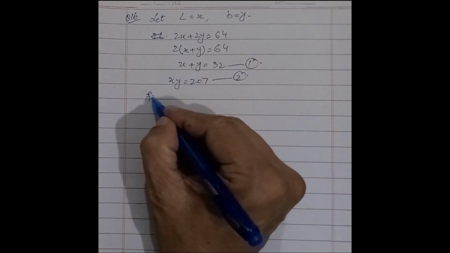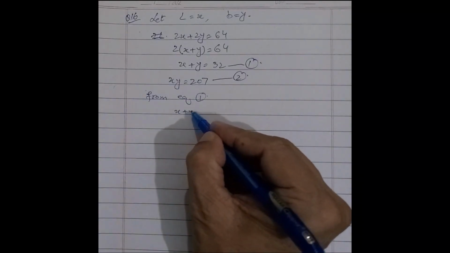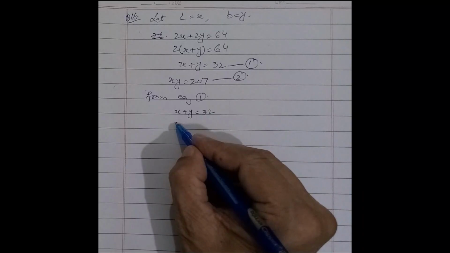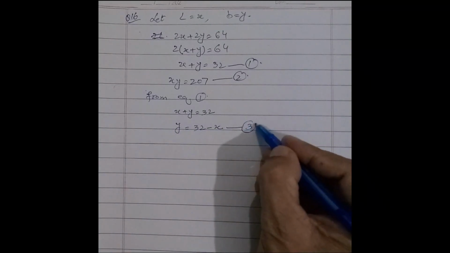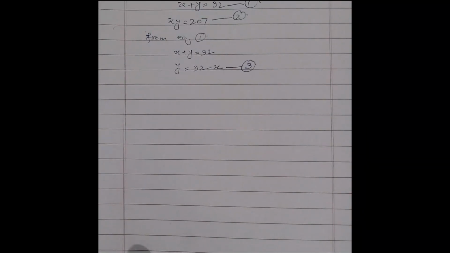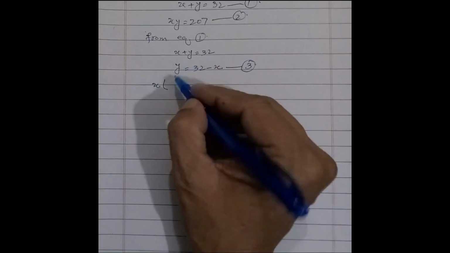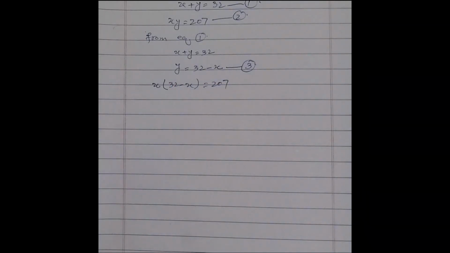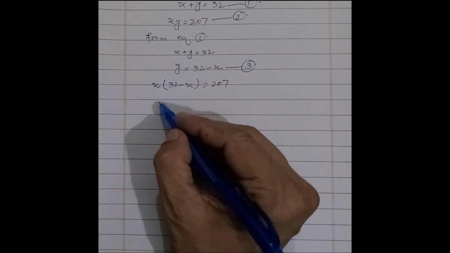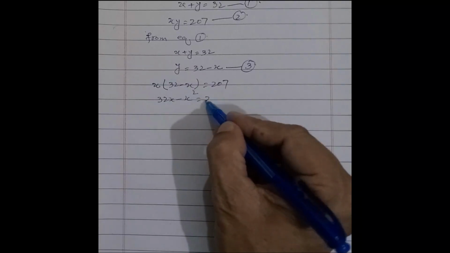From equation 1, x plus y is equal to 32, and we take y is equal to 32 minus x. It is equation 3. Now we put the value of y, which is 32 minus x, in equation 2, which is x into 32 minus x is equal to 207. Simplify it: x multiplied by 32 is 32x minus x square is equal to 207.